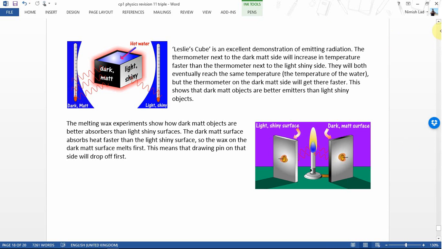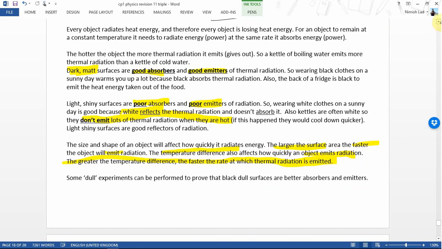The final point I just need to tie in is that for an object to remain at a constant temperature, it needs to radiate power at the same rate that it absorbs it. So in other words, the power in needs to be equal to the power out. Think about a colander. If you want the colander to stay with a constant amount of water in it, the amount of water leaving the colander needs to be equal to the amount of water coming into the colander. Same idea over here. If you want something to stay at the same temperature, the amount of energy in needs to equal the amount of energy out. The amount of power in equals the amount of power out.